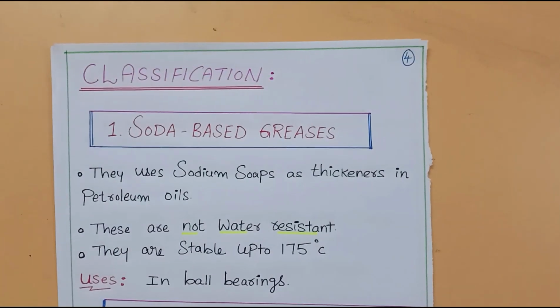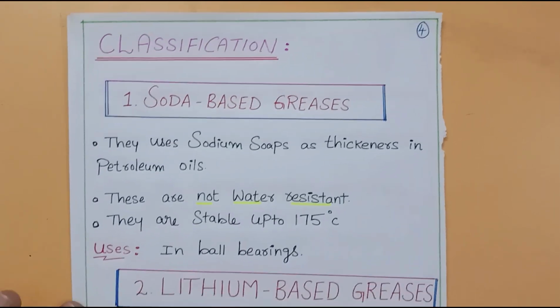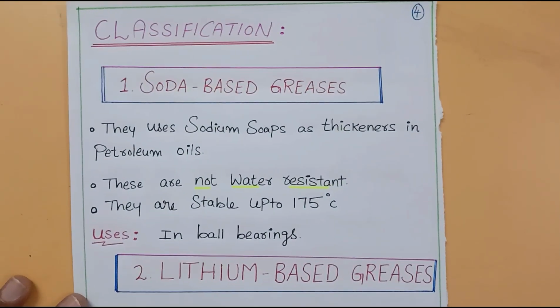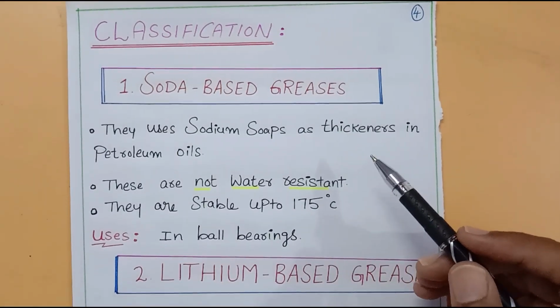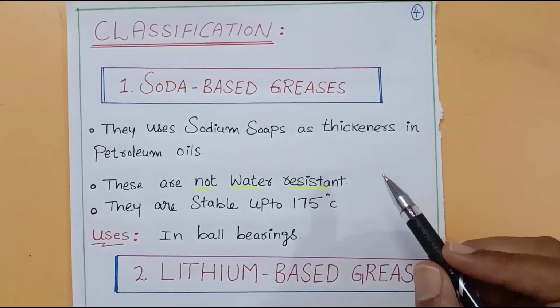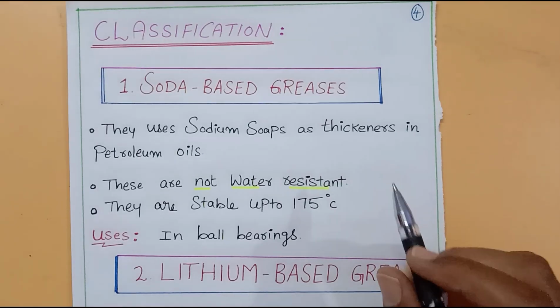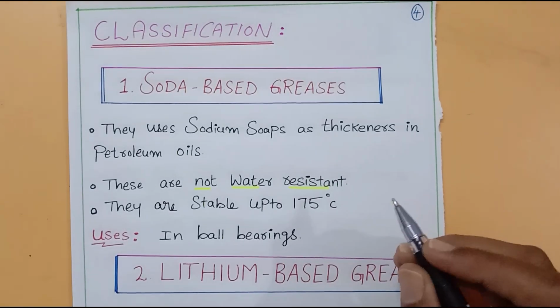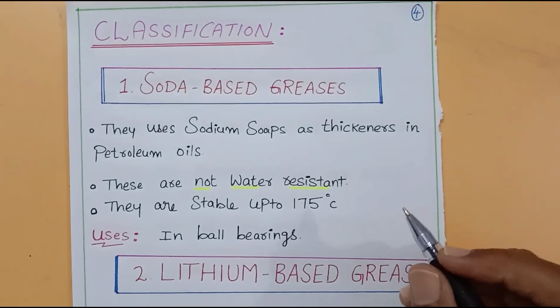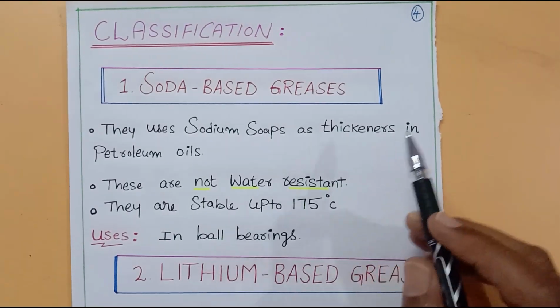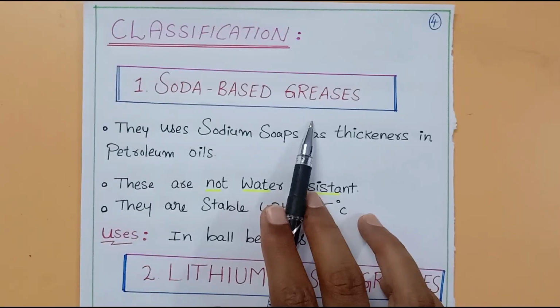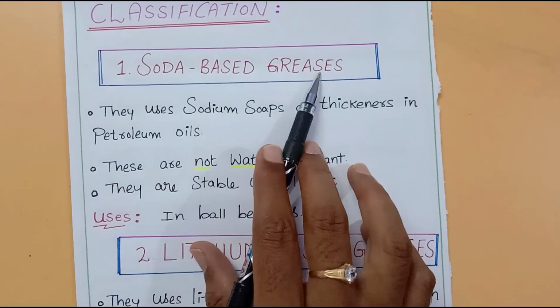Then let us enter into the classification. Greases are classified based on the soap used. You know that greases contain a soap as the thickener or thickening agent. Greases are generally petroleum oils. A grease is nothing but a petroleum oil that is mixed with soap, that gives a semi-solid structure.